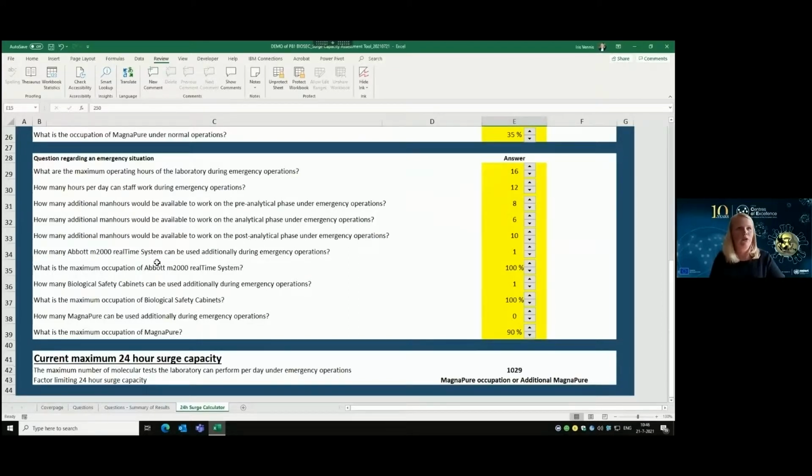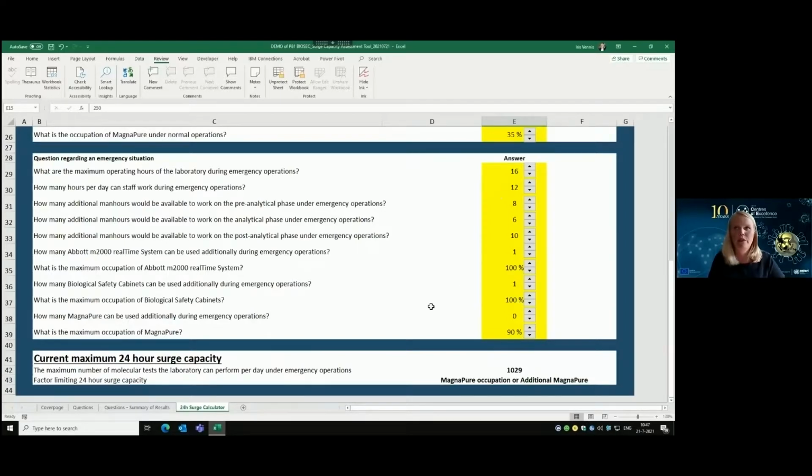It also contains the questions about the equipment. Can you add additionally another Abbott machine or one of the other machines? Or can you increase the occupation of those machines? Well, I pre-filled all the different questions. And when you fill in all this information, you in the end get a maximum number of molecular tests the laboratory can perform per day under emergency operations. And in this case, there are now 1,029 tests a laboratory can perform.